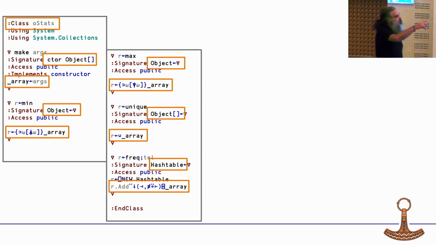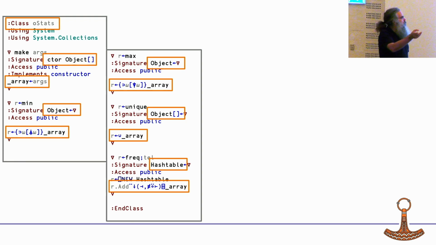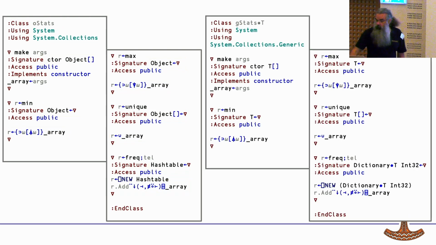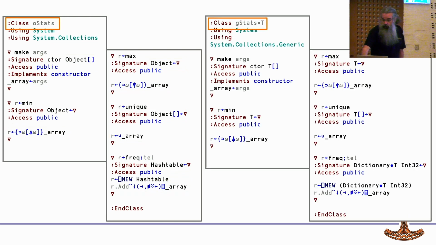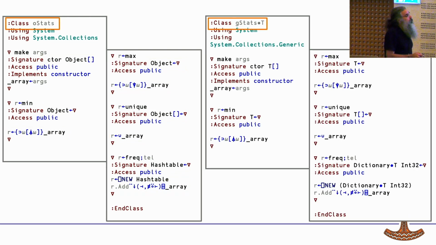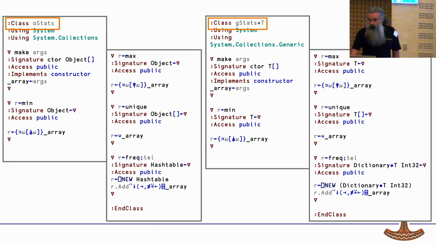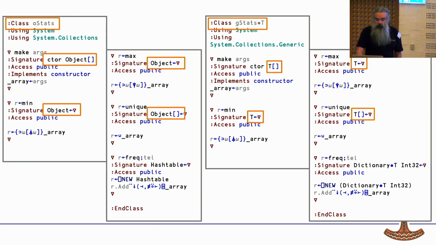But the problem with this implementation is the same as the problem we had before, that everything is declared as being object. So there's no guarantee that when you call min, you're going to get something back which is the same type as the object array that you passed in. If we convert this into a generic type, we can use the same blob that we used at call time. We can say, I'm going to implement this generic stats class of type T. All of our object references become T references.